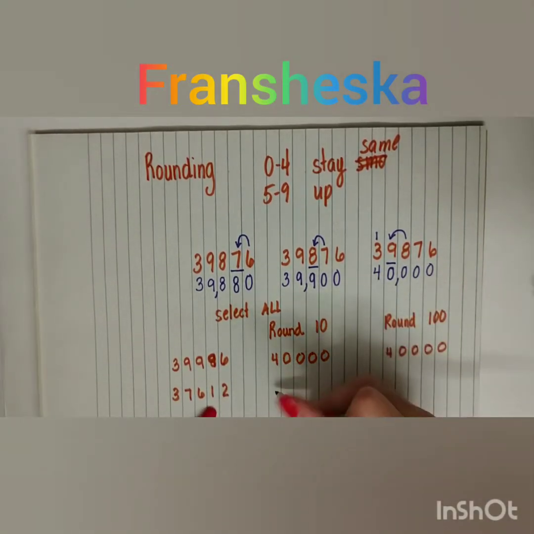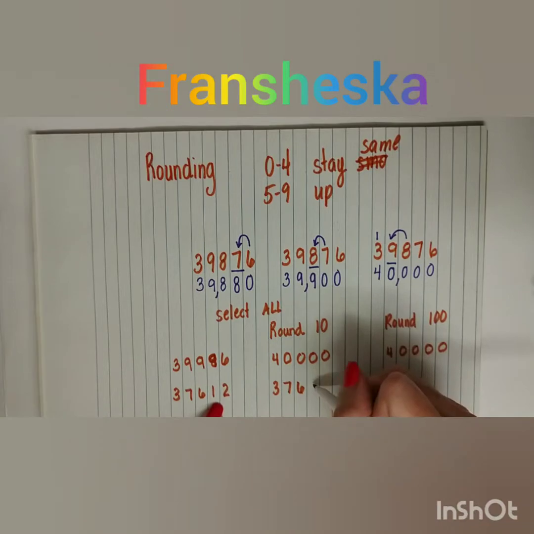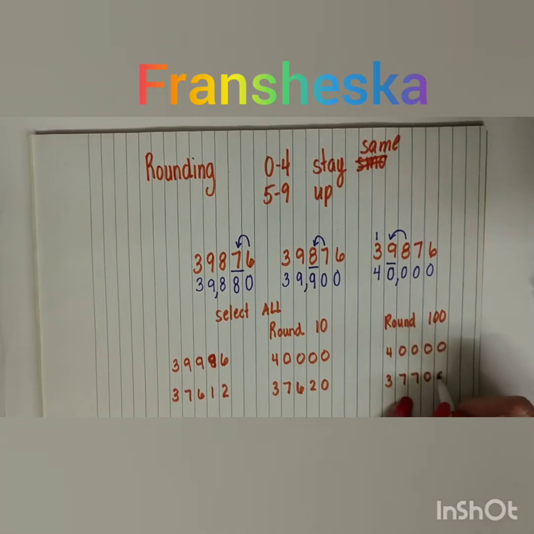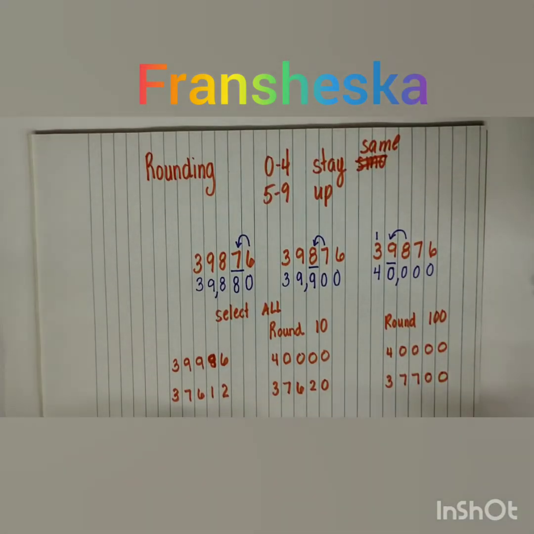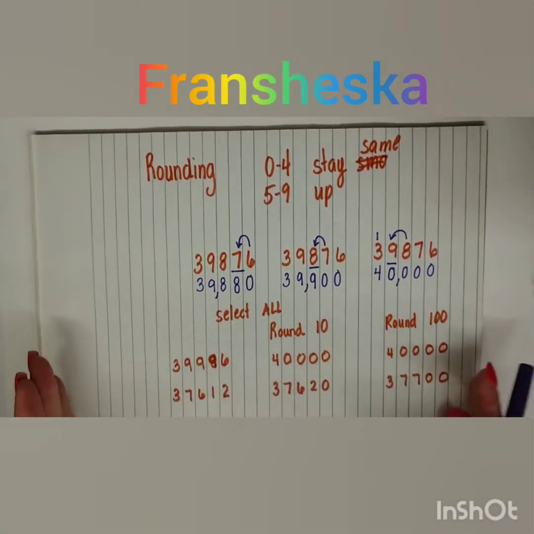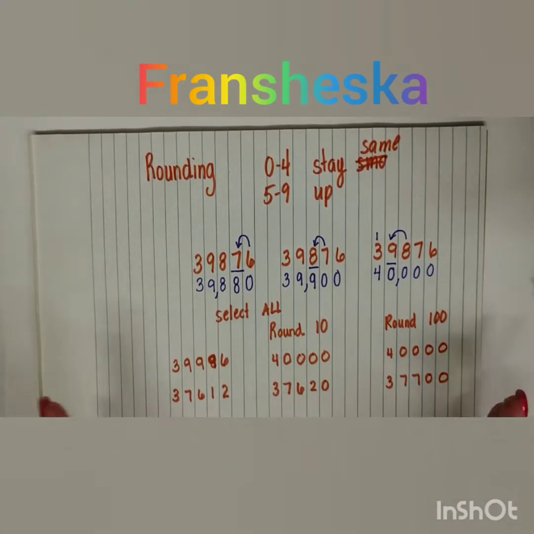Rounded to the tens, it might be 37,620. And then rounded to the hundreds, 37,700. All right? So you have to select whether these answers are right or wrong. Multi-select with these type of answers means there should be a row that has more than one, and there could be rows that have nothing.